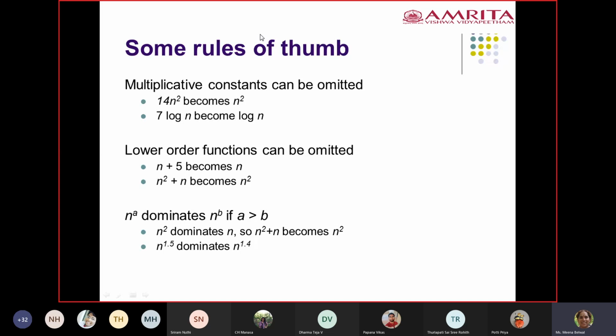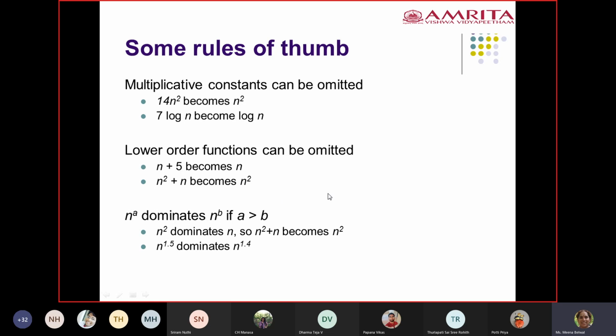Okay, so first thing is multiplicative constants can be omitted, right? So 14n square becomes n square. That means O of 14n square becomes O of n square. Similarly, 7 log n will become log of n. Then we have seen these rules before also. Lower order functions can be omitted, right? So n plus 5 will become n. N square plus n will become n square.